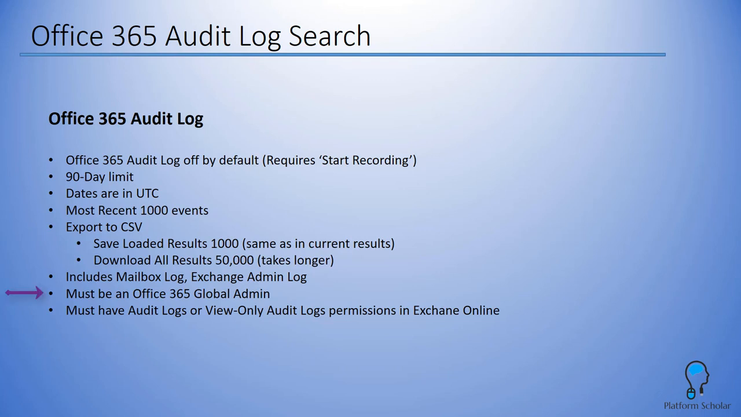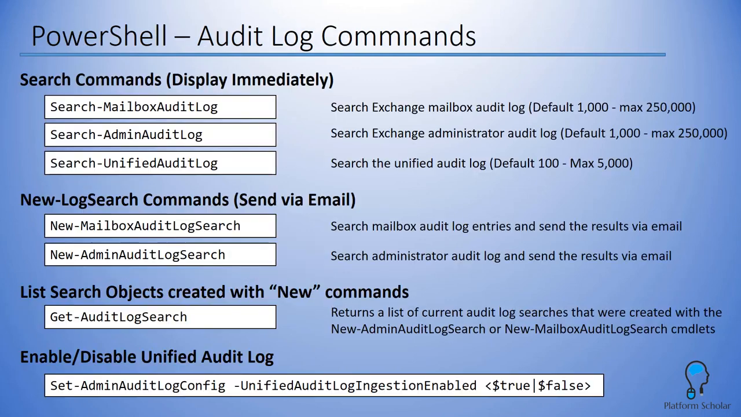Number 7, you must be a global admin to view or search this log, and that goes for all the reports in this objective. And number 8, you must have the Audit Log or View Only Audit Log permissions in Exchange Online to view the Exchange entries. Now, by default, these rights are granted to the global admin, or more precisely to the organization management role in Exchange, which the Office 365 global admin should be a member of. Also, the compliance administrator role in Exchange is good enough as well.